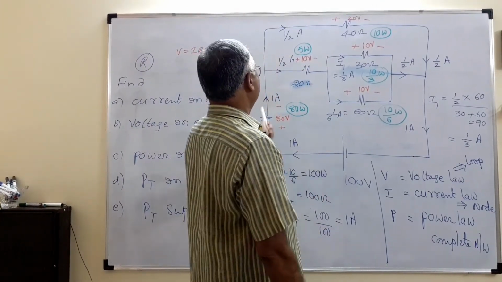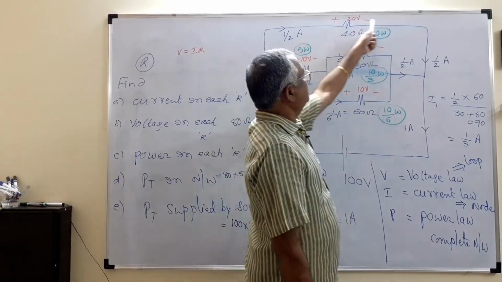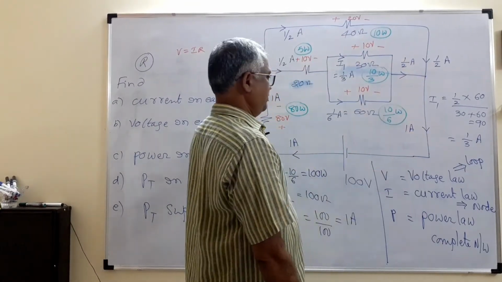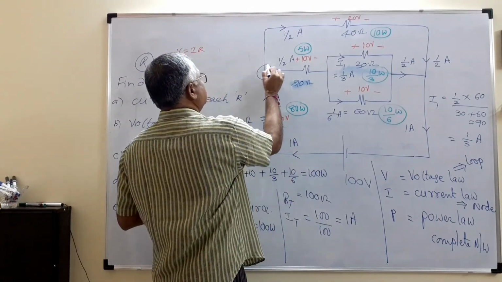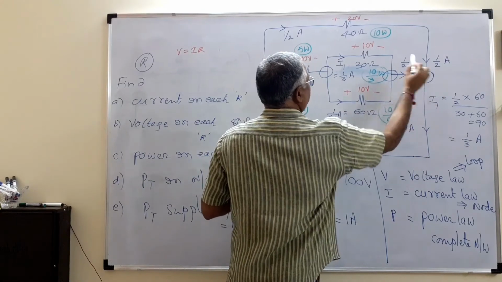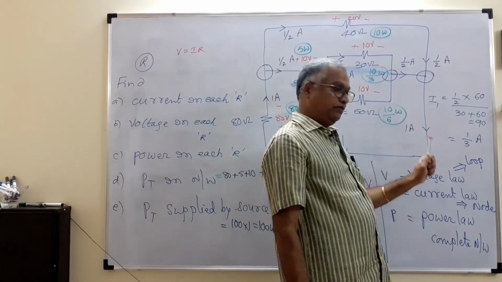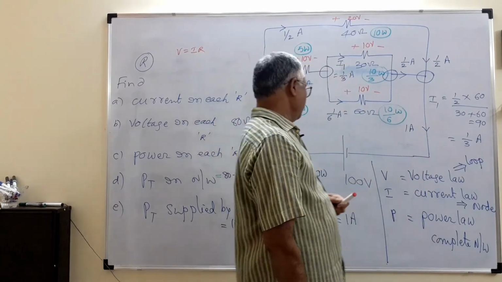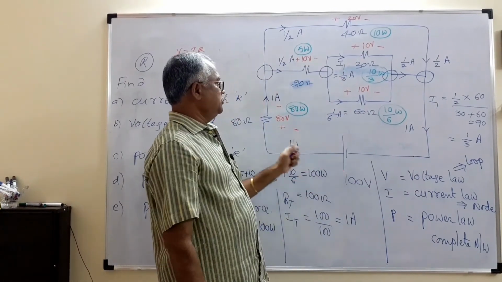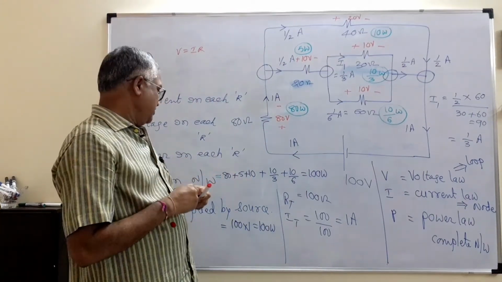So this is a loop. The voltage law applies in the loop. Current law at a node. This is a node. This is a node. This is a node. At every node the current law is compulsorily verified. Power law, how to verify? Total power supplied is equal to total power dissipated in the entire network.